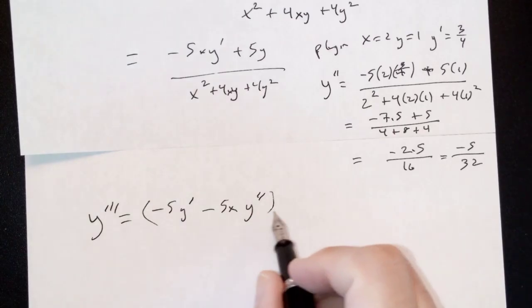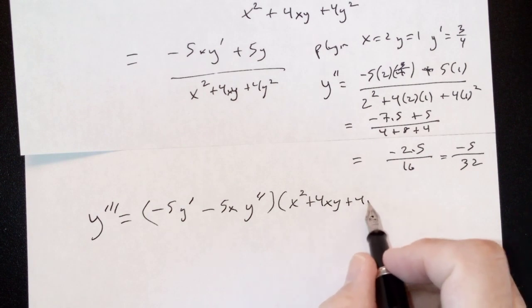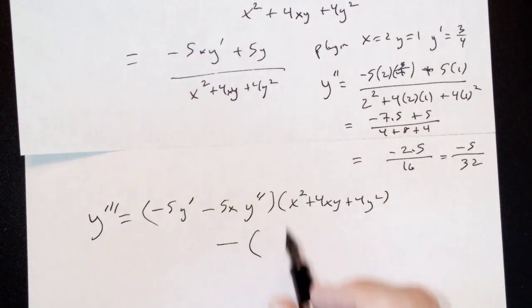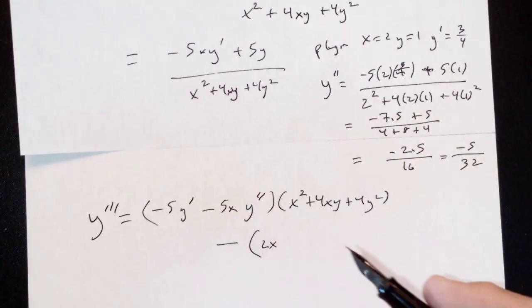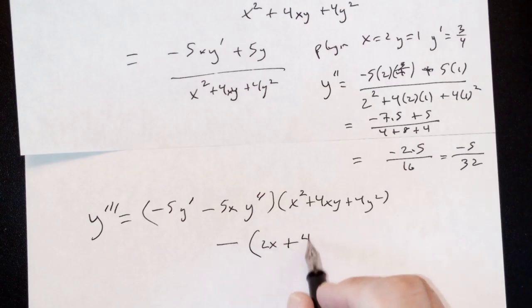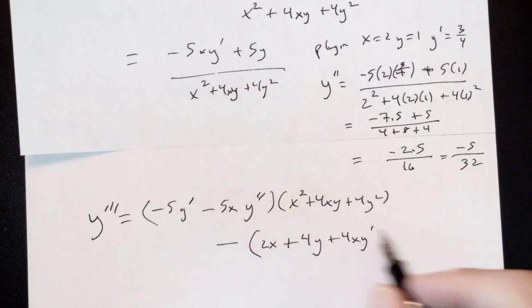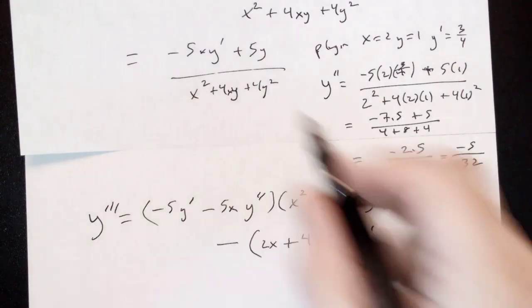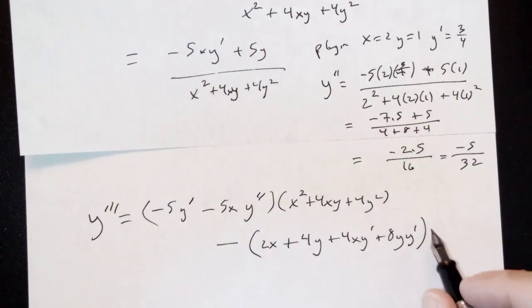Derivative of the top times the bottom, minus derivative of the bottom. Derivative of x squared is 2x. The derivative of 4xy is 4 times 1 times y plus 4 times x times y prime. Derivative of 4y squared is 8y y prime. Derivative of the bottom times the top.